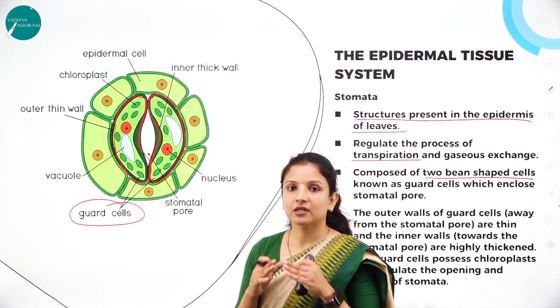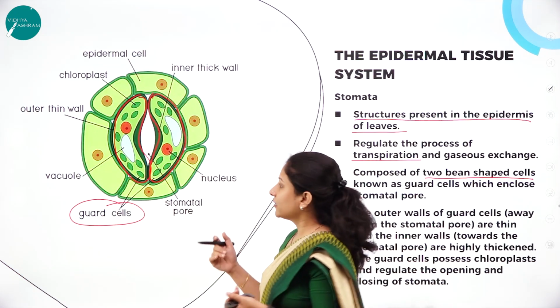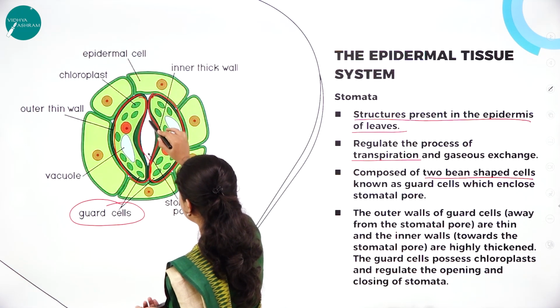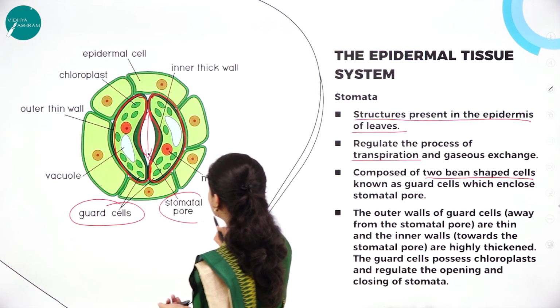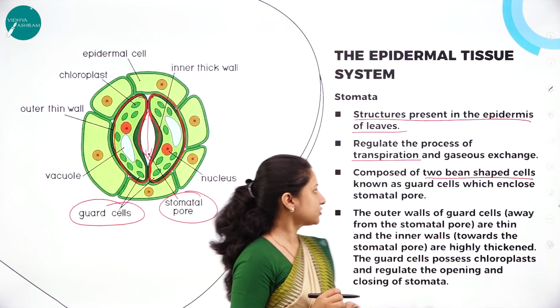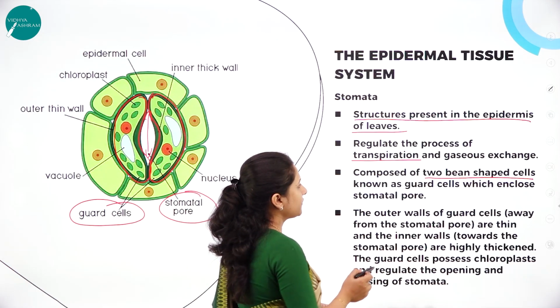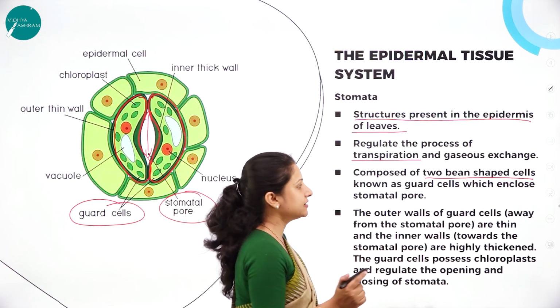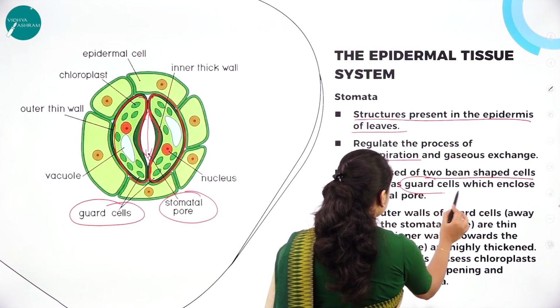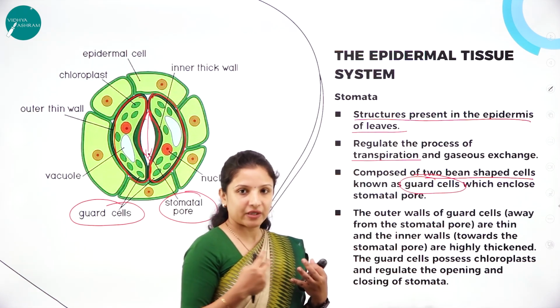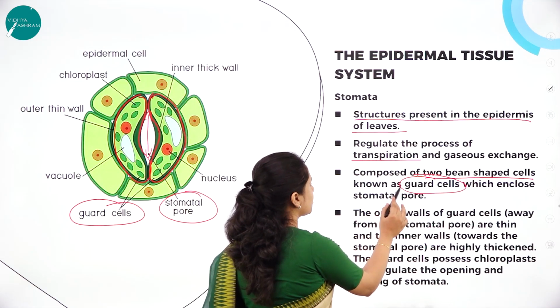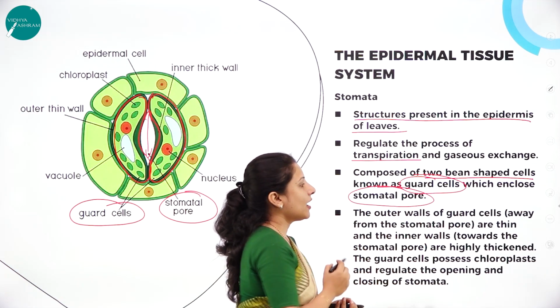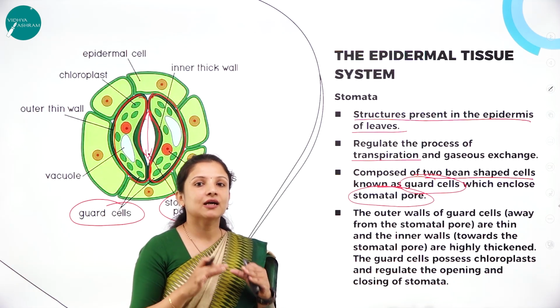And when the guard cells are open, a pore gets formed in between. That is a gap. If you can see here, there is a gap, right? That is called the stomatal pore. So what do they have? They have two bean-shaped cells which are called the guard cells, and the guard cells, when they are open, form a pore which is called the stomatal pore.